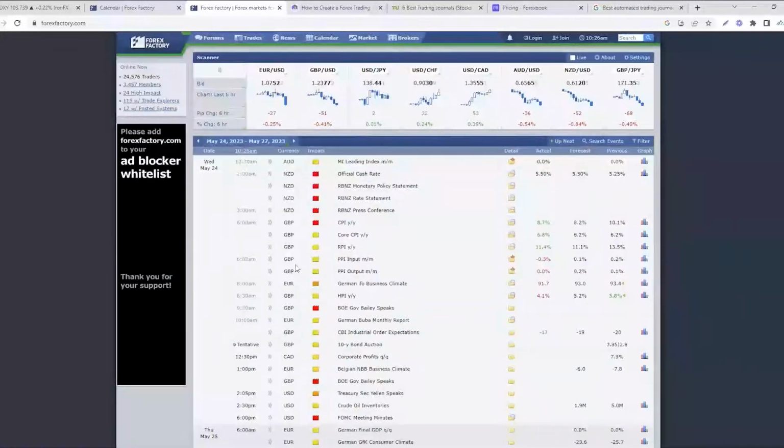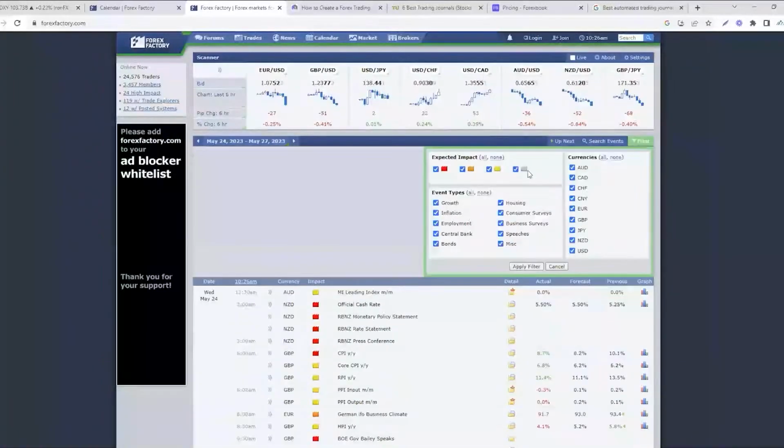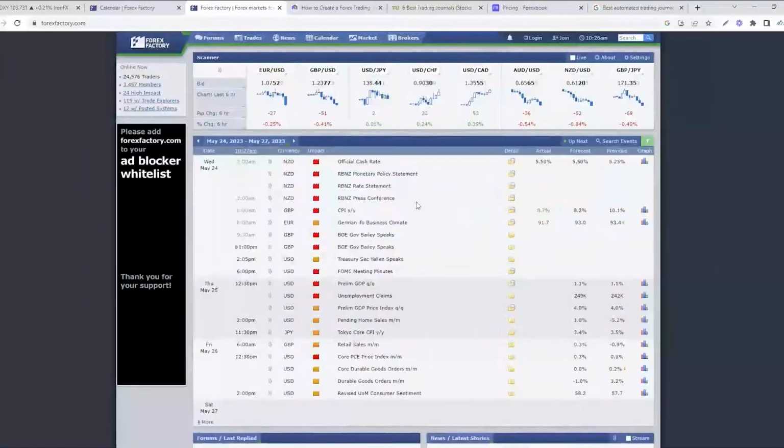Apply the settings. Then you go to here, filter on the right, click on filter. Typically I choose the two most high impact events. Of course, you are free to select all the options as well. But for me, I prefer to choose the two most high impact events. Then of course I will choose all event types, and currencies I will choose all as well. And then I apply the filter.